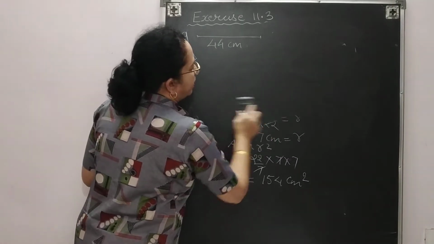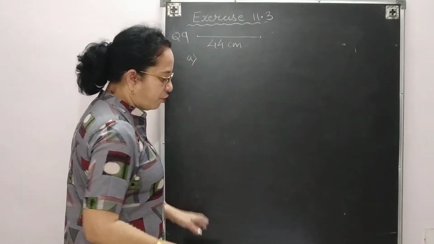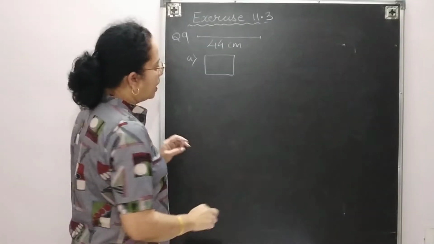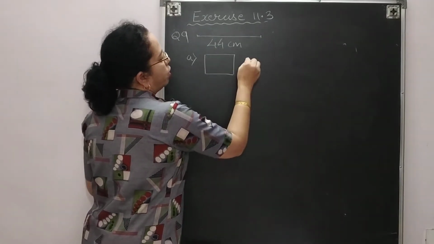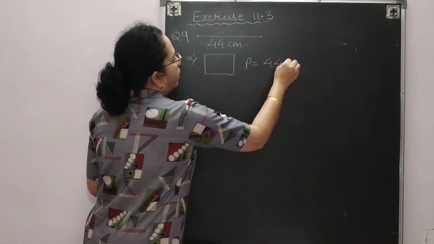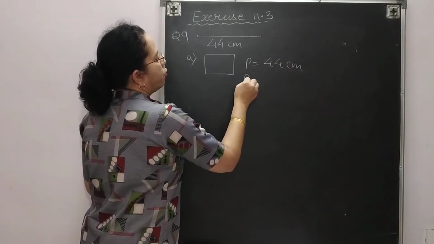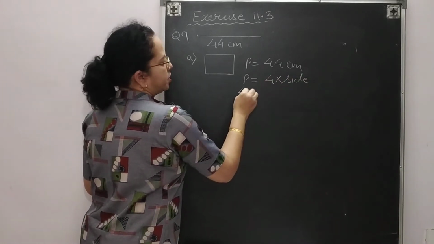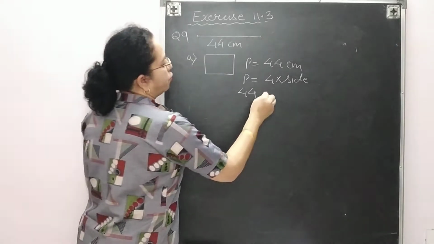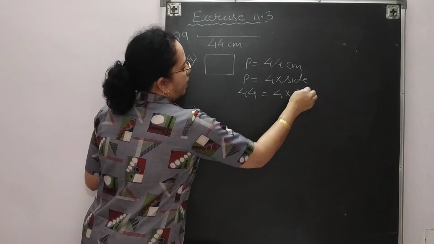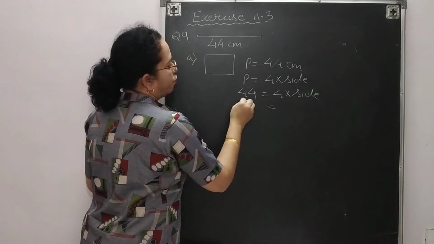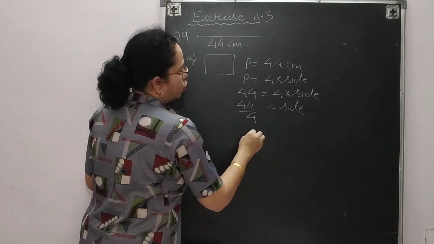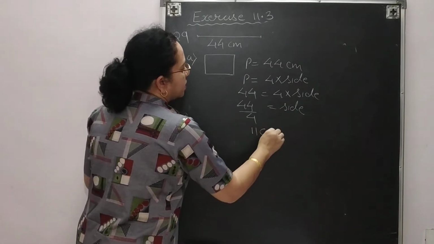Now the same wire is bent in the form of a square. So now this 44 will become the perimeter of a square. So what is the formula for the perimeter of a square? 4 into side. Substitute the value of P as 44: 4 into side. Now you need to find the value of side. So 4 will come in division on the left hand side. Cut the numbers, you will get 11 and your unit is centimeter.